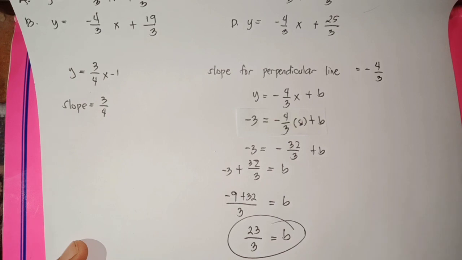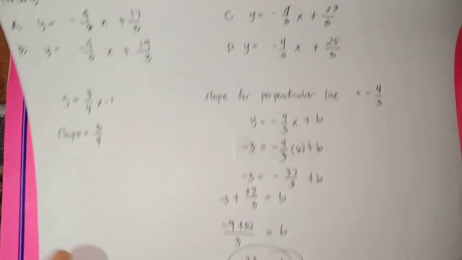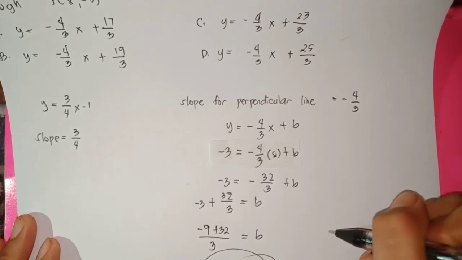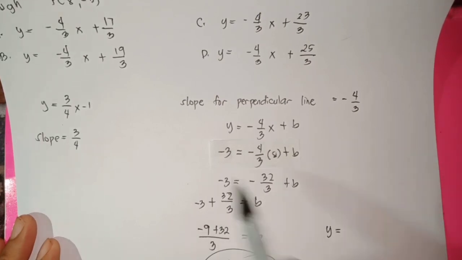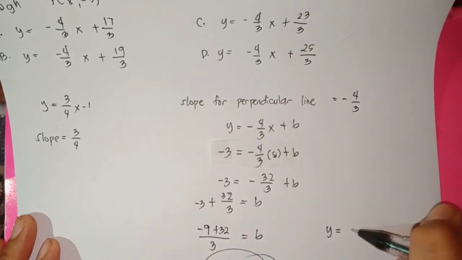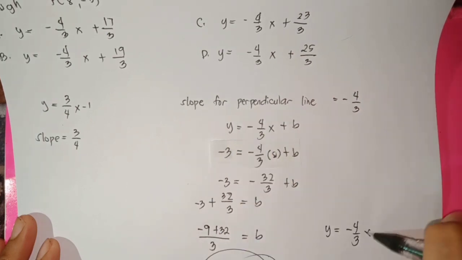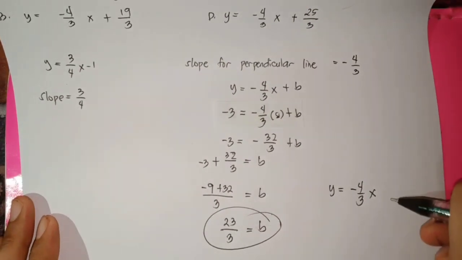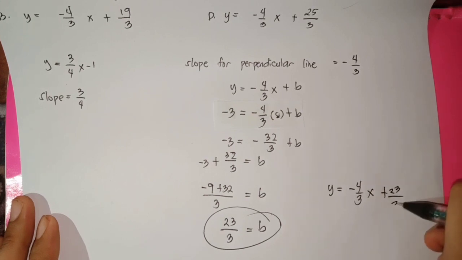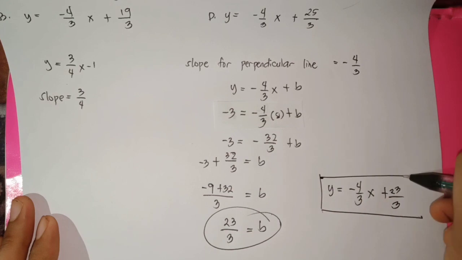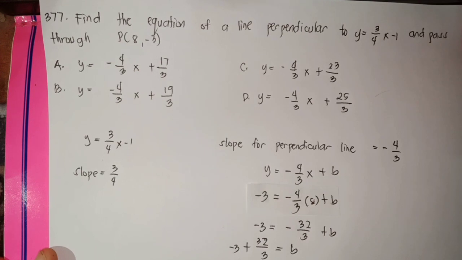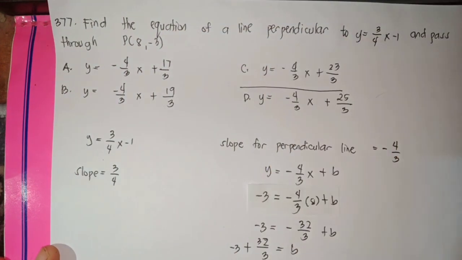Now we can form the equation of the perpendicular line. So therefore, the equation for the perpendicular line will become y equals the slope, negative 4 over 3, x plus the value of b, which is 23 over 3. So this is now the equation of the perpendicular line. The correct answer is letter C.